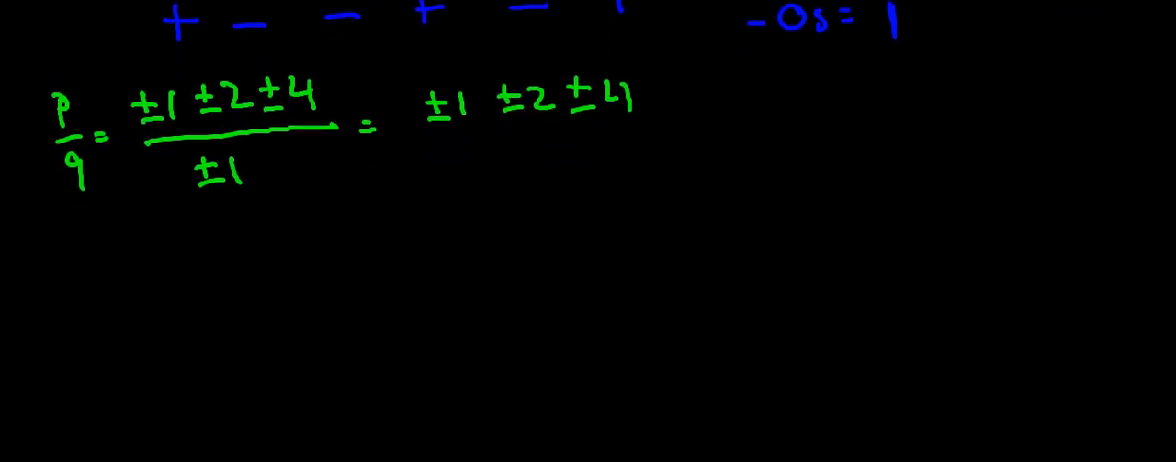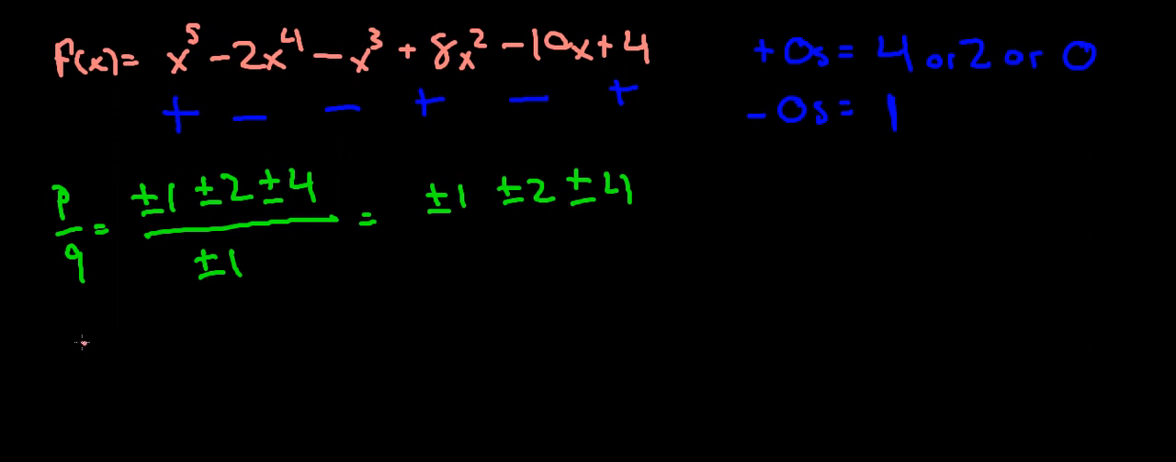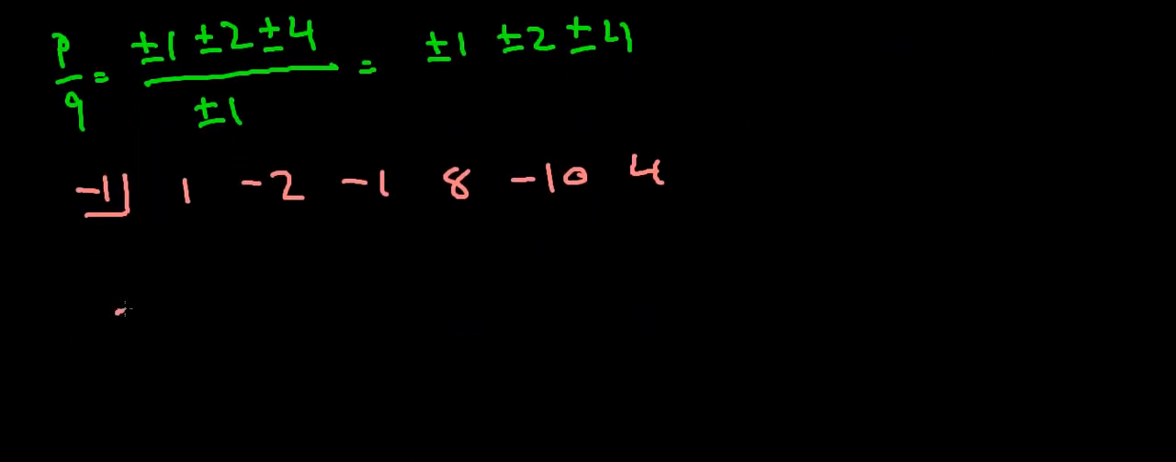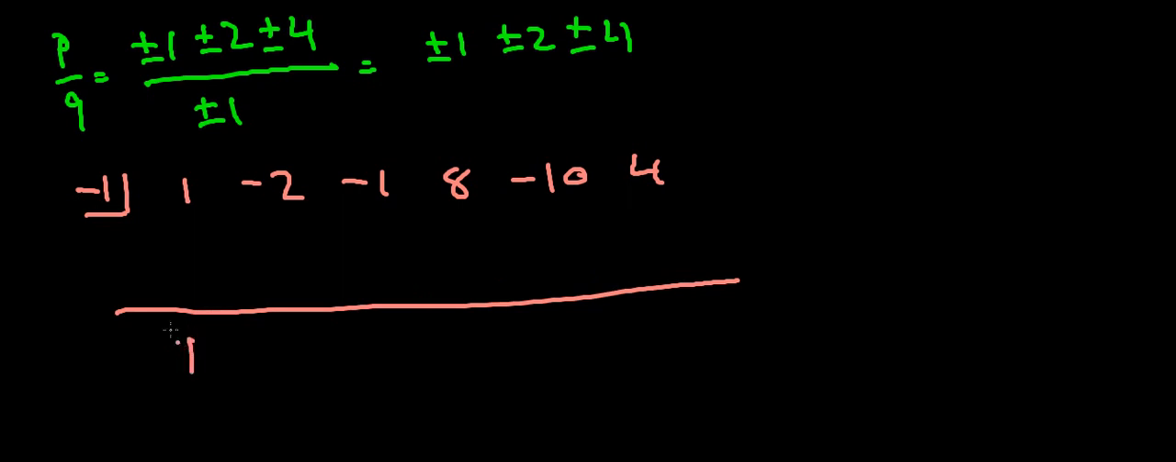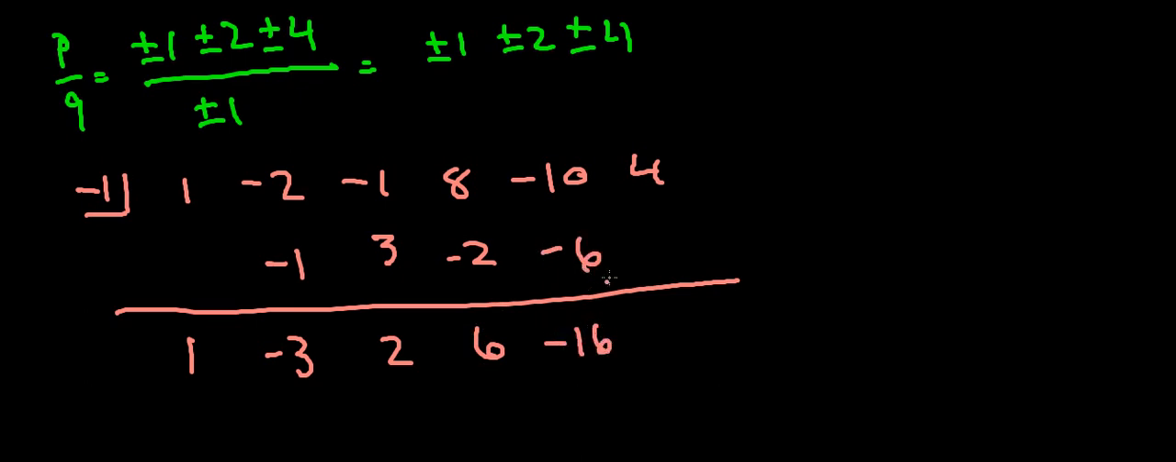So we have 1, 2, and 4. We'll try minus 1 first. We have 1, minus 2, minus 1, 8, minus 10, and 4. One, minus 1, minus 3, 3, 2, minus 2, 6, minus 6, minus 16, positive 16. This gives us 20, so this is not a factor.